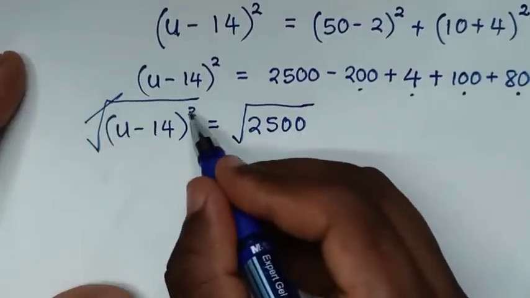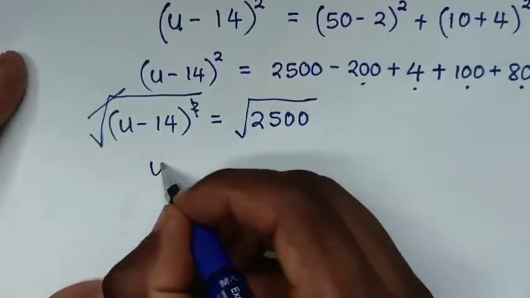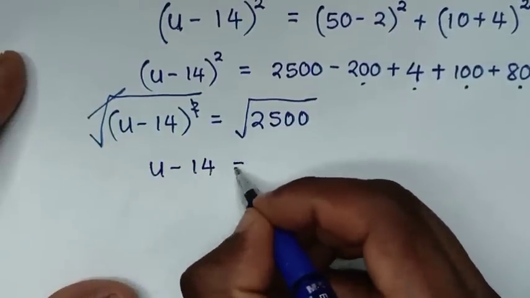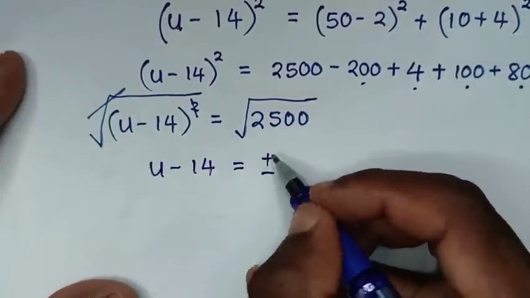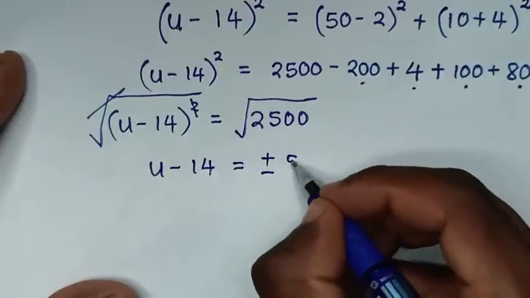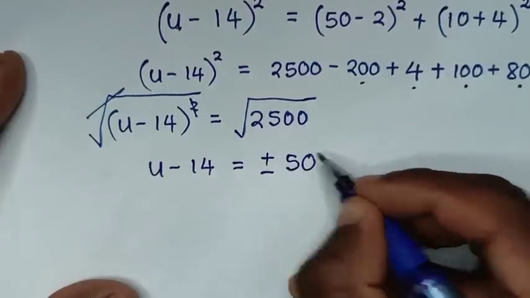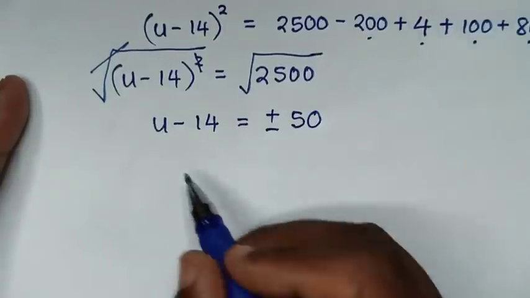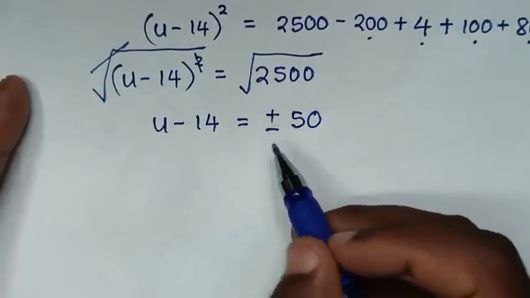Then because we have this square, we'll apply square root on both sides. So this square root will cancel with this square. Then it will be u minus 14 is equal to plus or minus square root of 2500 is 50. Then this double 0, it is 0. Then from here we have two solutions because of plus or minus.